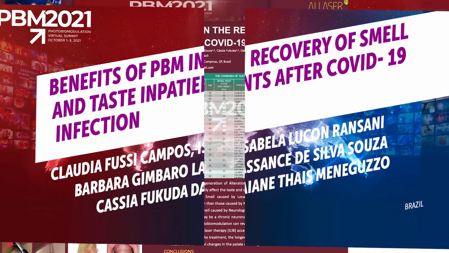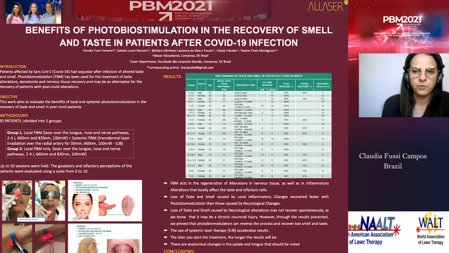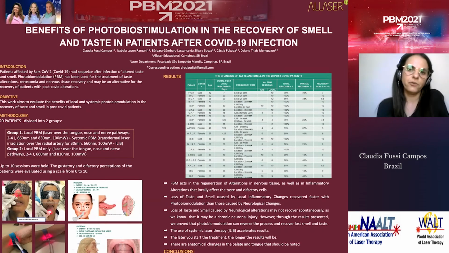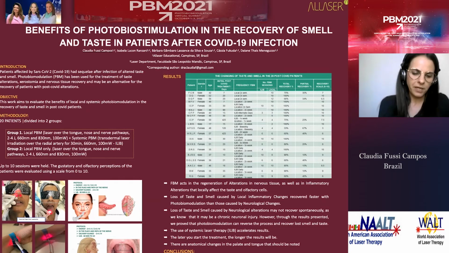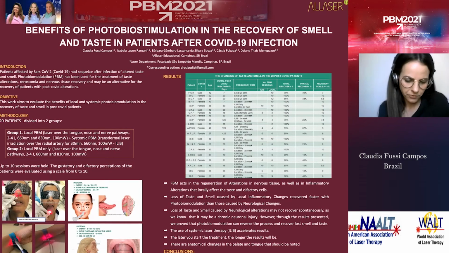My name is Barbara, I'm from Brazil, and I'm going to present a poster about the benefits of photobiomodulation in recovery of smell and taste in patients after COVID-19 infection. Many patients who were infected by COVID-19 persist with changes in taste and smell. Photobiomodulation, PBM, has been used for the treatment of taste alterations, xerostomia, and nervous tissue recovery, and may be an alternative for recovery of patients with post-COVID alterations.